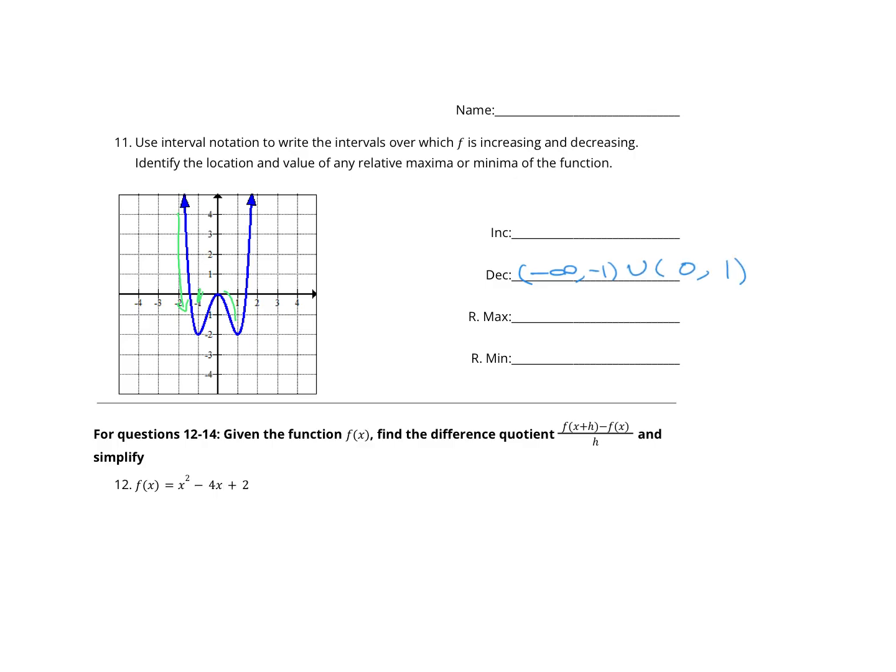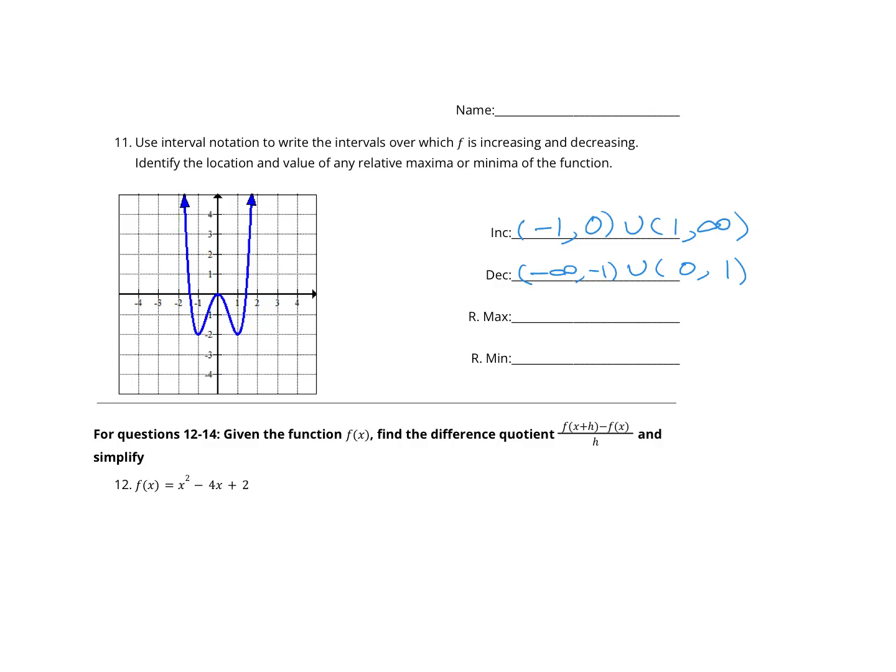Now let's look at the increasing. The increasing is going to occur from here, starting at negative 1 up to 0. And then later on, the increasing starts here at 1 and just happens forever to the right. So that's going to be from 1 to infinity. And you'll notice that we have our interval basically chopped into 4 pieces. We have the negative infinity to negative 1, the negative 1 to 0, the 0 to 1, and then the 1 to infinity. Now we're going to talk about what are called extrema.